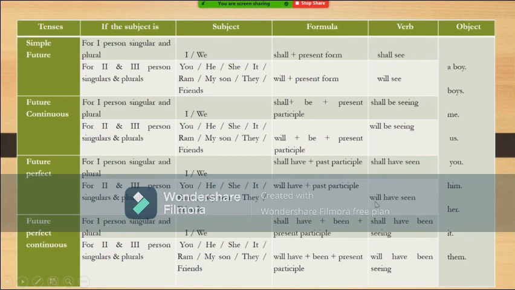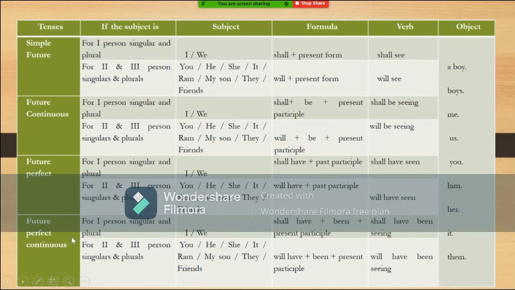Shall have indicates future and seen indicates perfect: future perfect. Will have indicates future, seen indicates perfect. So will have seen or shall have seen. And shall have seen is used for the subjects I and we. For all other subjects we use will have seen.